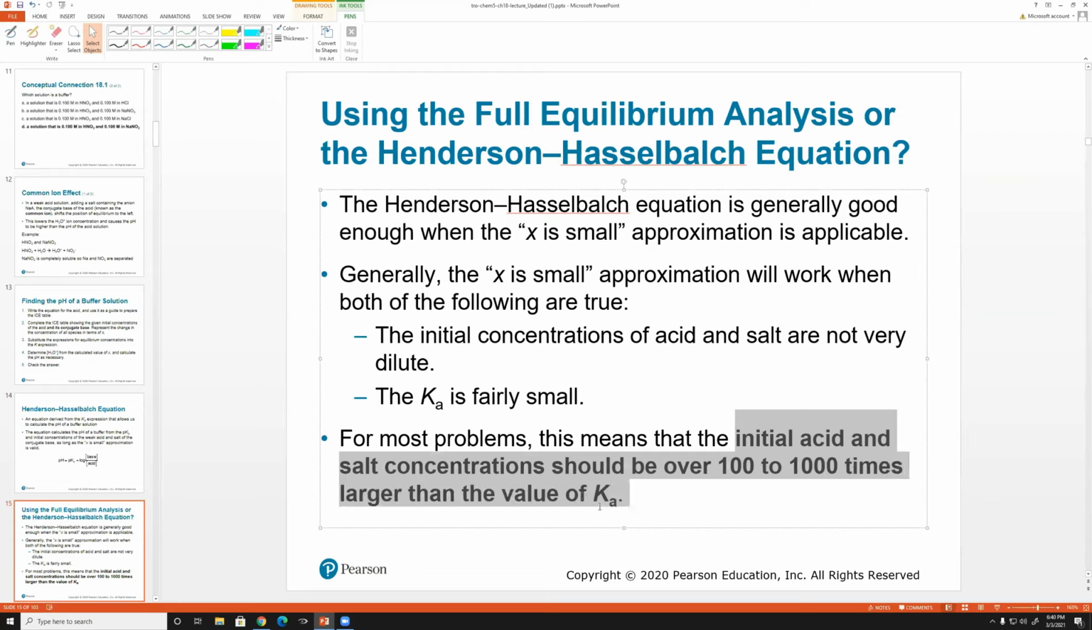The initial acid and salt concentration, the salt meaning the conjugate, should be over 100 to 1,000 times larger than Ka. Now, for these weak acids you're going to be seeing Ka of 10 to the negative fifth, 10 to the negative sixth. And when you're dealing with concentrations of 0.1 molar, even 0.05 molar, most of the time it's going to be fine to use the Henderson-Hasselbalch equation for buffers.